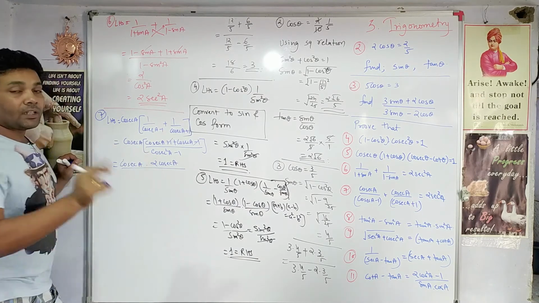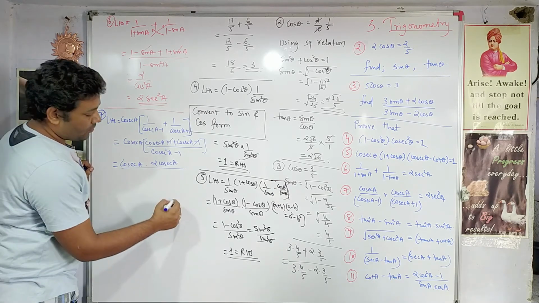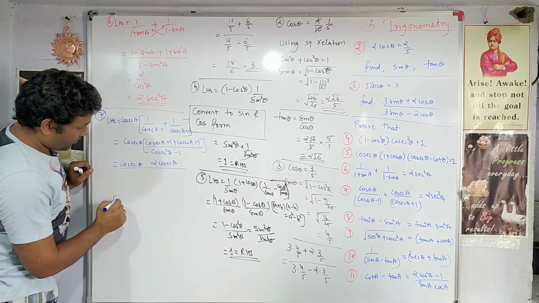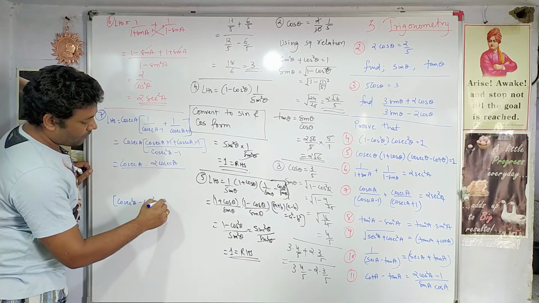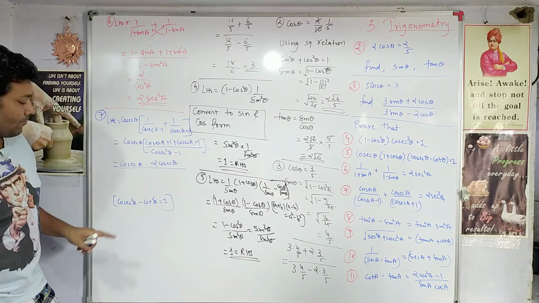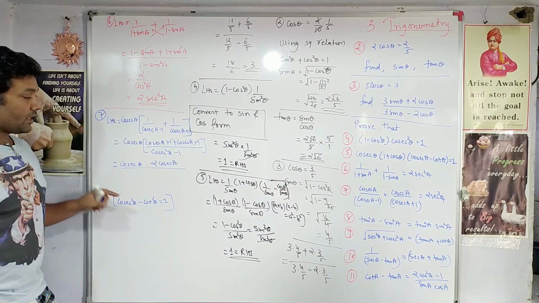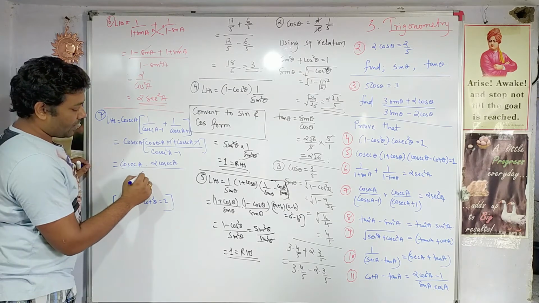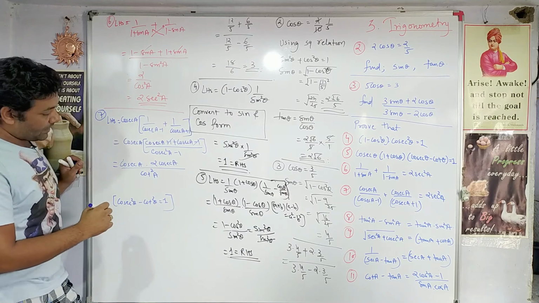Now again if you recollect the identity here, which identity? This one. I'll write it down here. Cosec square theta minus cot square theta is equal to 1. If you recollect this identity, what is the value of cosec square theta minus 1? It is cot square theta. So in place of theta we have A here, so we'll write down A, right?